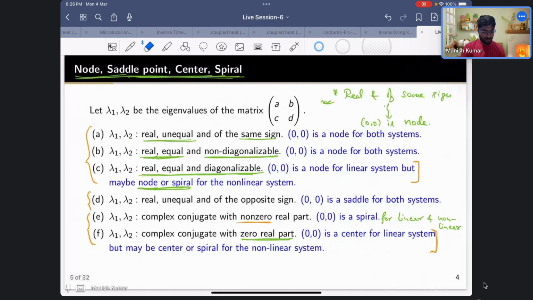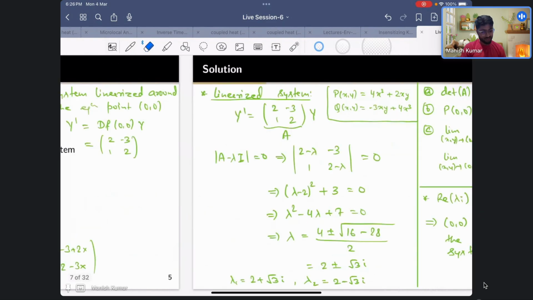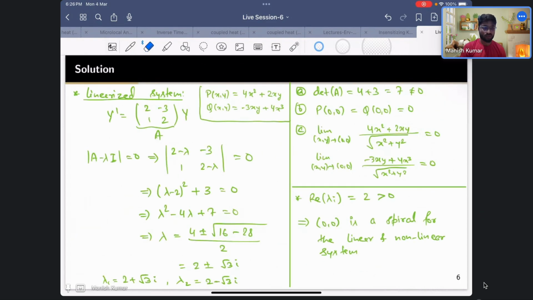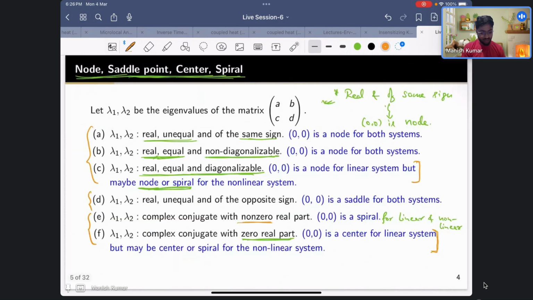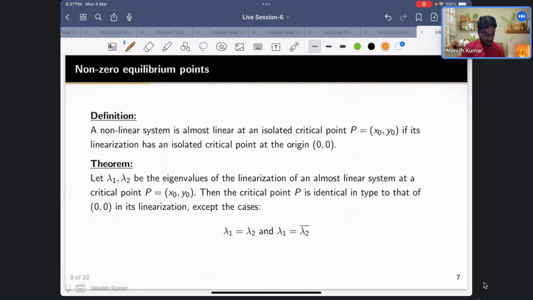Okay, this is something that will come if you want to study this kind of thing. Okay, so all these points that I've written here can be condensed in this form. Before that, let me tell you one definition of almost linear system. A non-linear system is called almost linear at the equilibrium point (x0, y0) if the linearization has an isolated equilibrium point at (0,0).